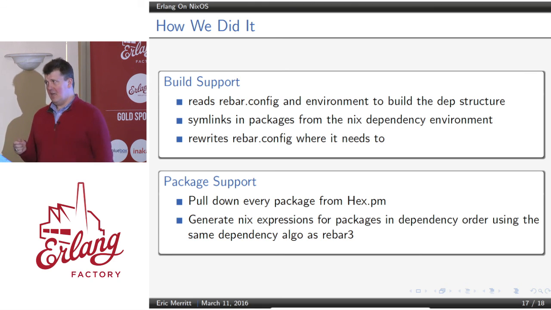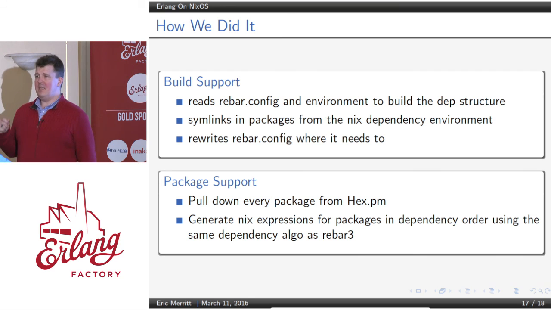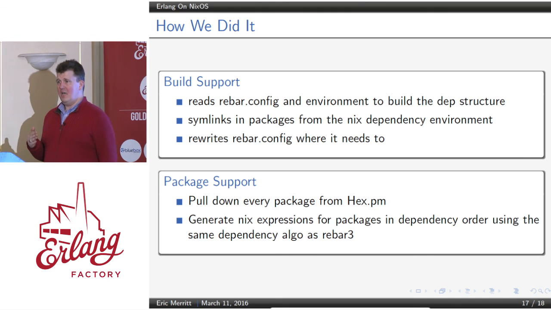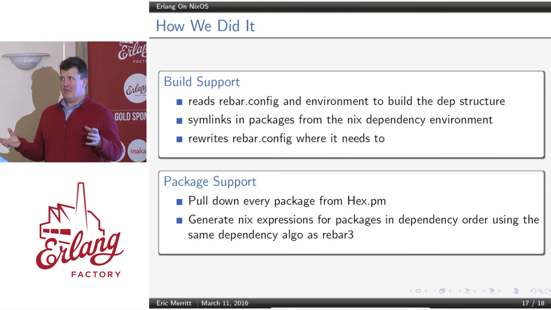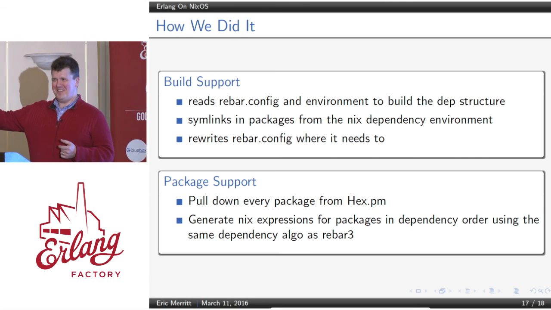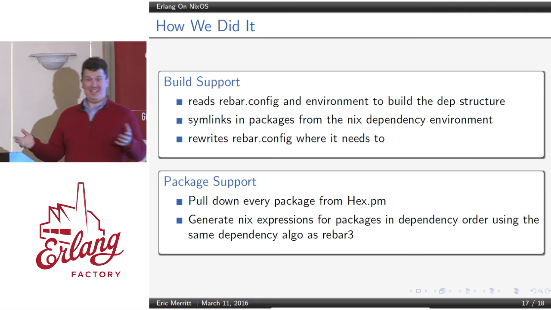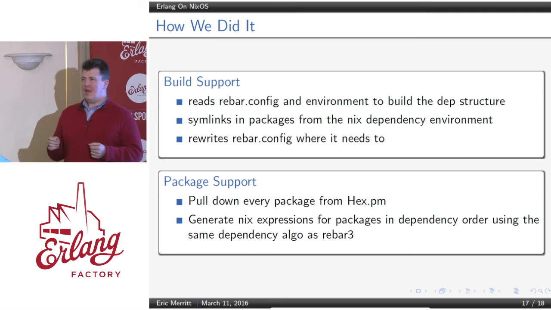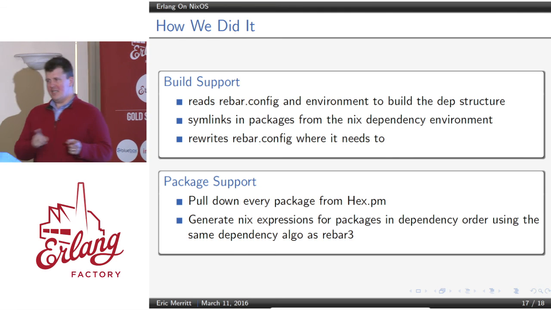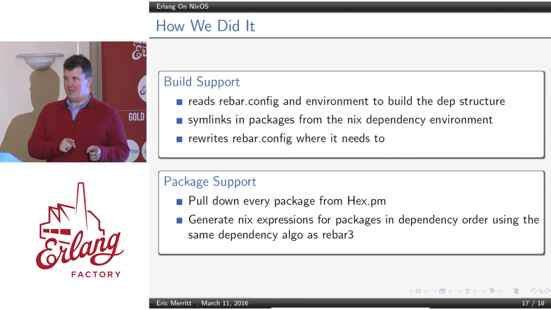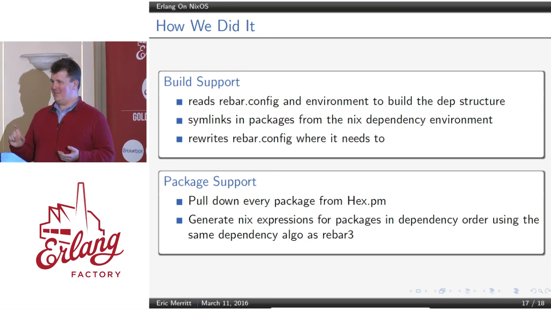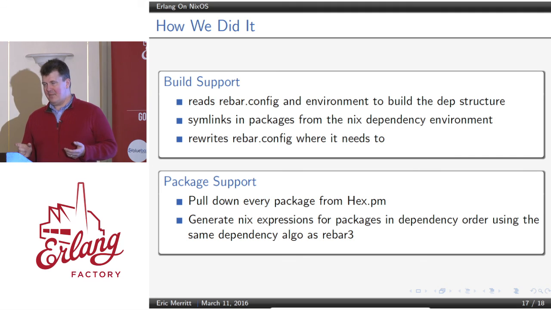Basically, Hex to Nix goes out to hex.pm, pulls in the complete graph of packages, and generates Nix expressions. It actually makes use of John Hughes' pretty printer stuff, because it works quite well. It also looks at the dependencies, and it uses the exact same algorithm that Rebar 3 does to resolve them, so that they match what Rebar 3 expects. Now, it doesn't actually use the same code, because that code's not been exposed to be used as a library, but it uses the exact same algorithm.